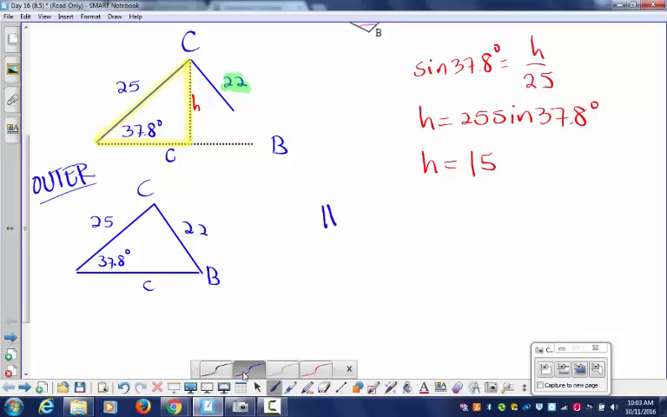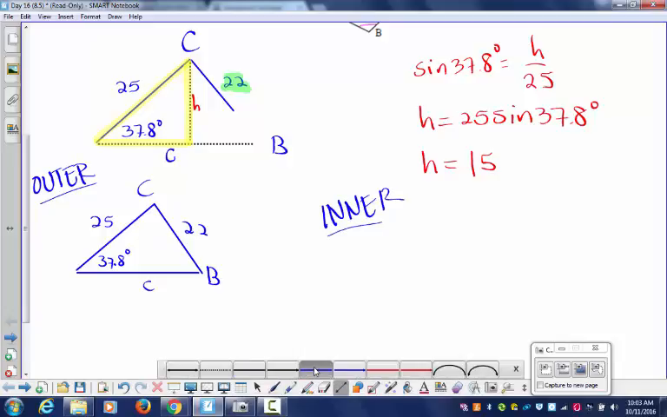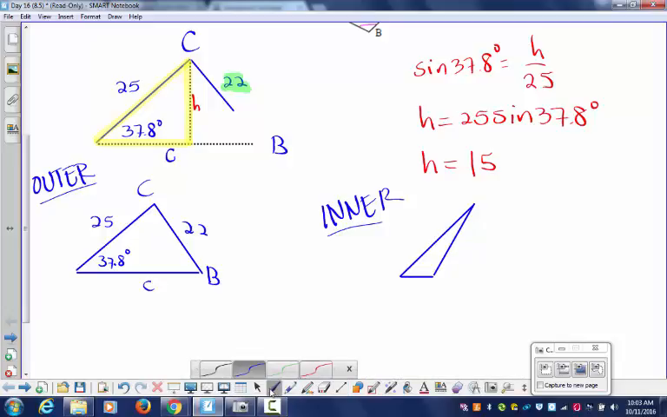And then the inner triangle will look like this. We'll have that. We'll tuck it underneath, and we'll have a shorter side C. So C, 22, angle B, 25, and that angle in there is our 37.8.